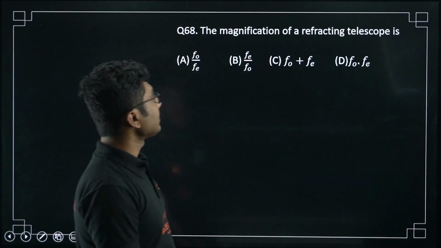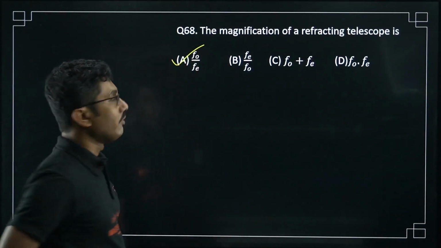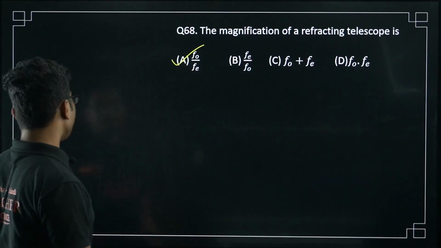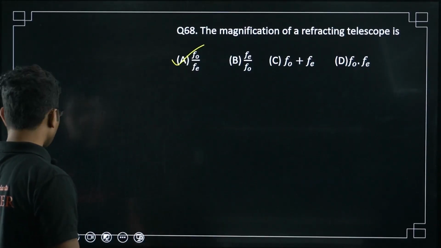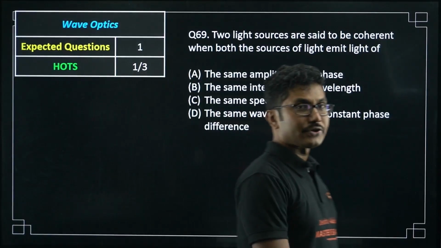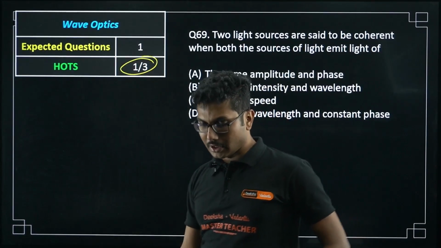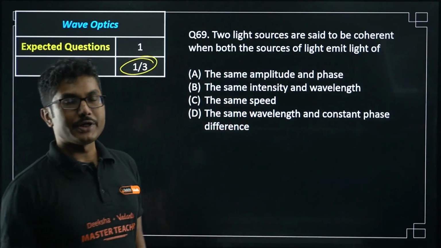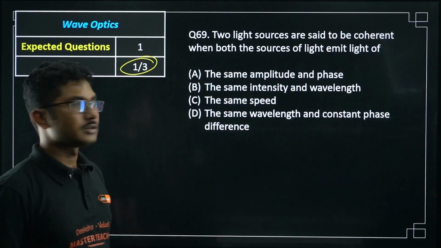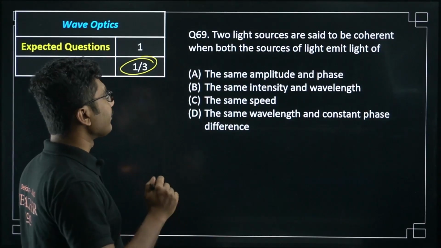The magnification of a refracting telescope is given by fo by fe, focal length of objective divided by focal length of eyepiece. Now next chapter, wave optics. Now this is again one question coming, but 1/3 chance of a HOTS question. So one of the three blueprints is saying that from this chapter there will be a HOTS question. So we will study mostly easy questions and 1 or 2 difficult questions in this set.